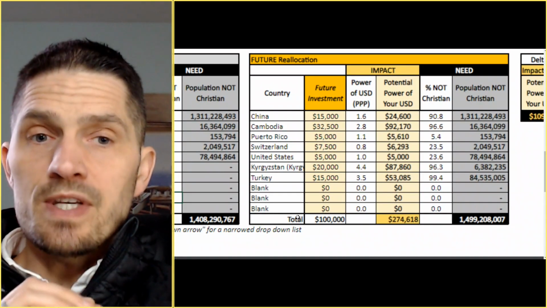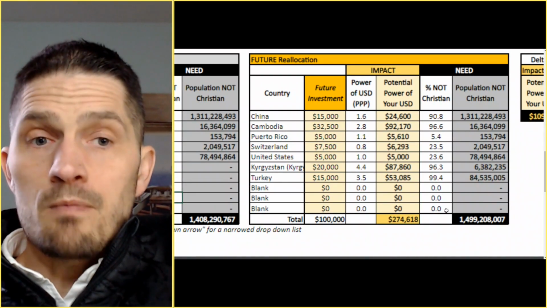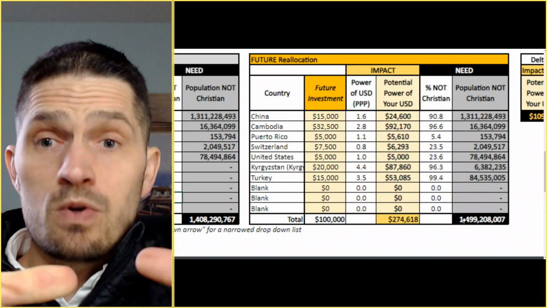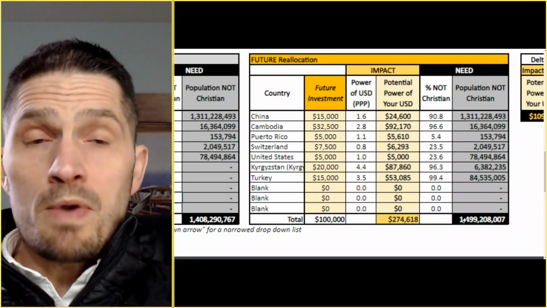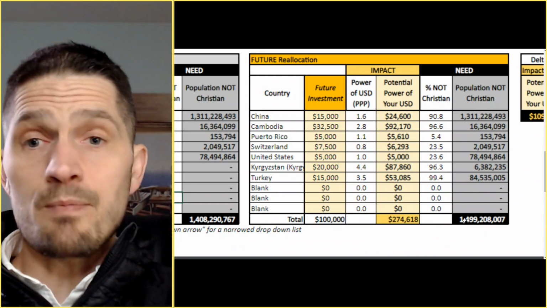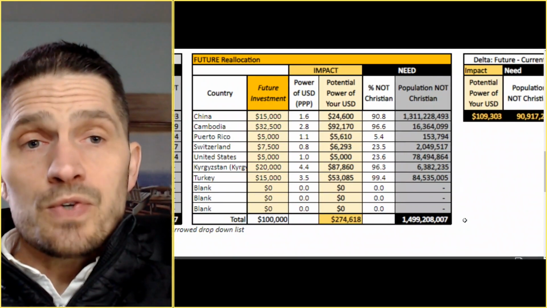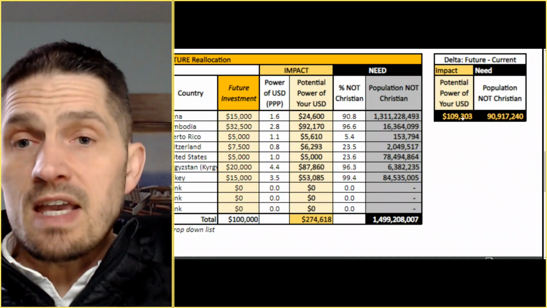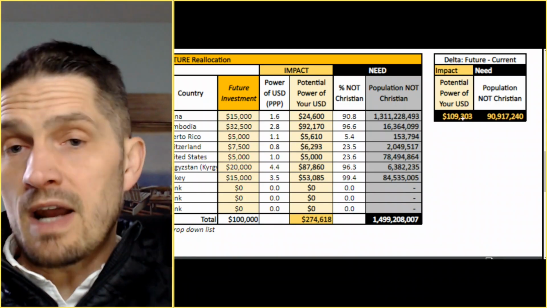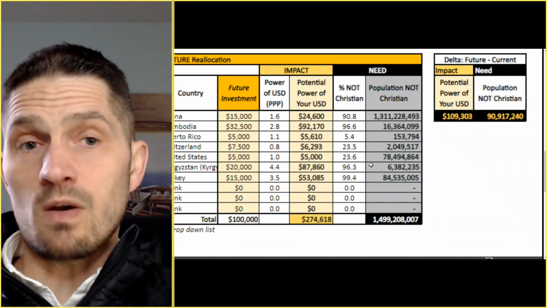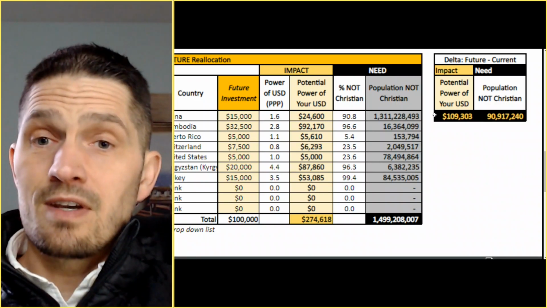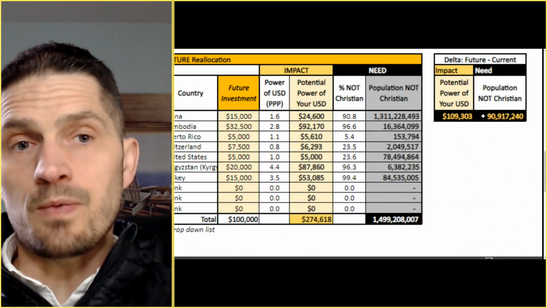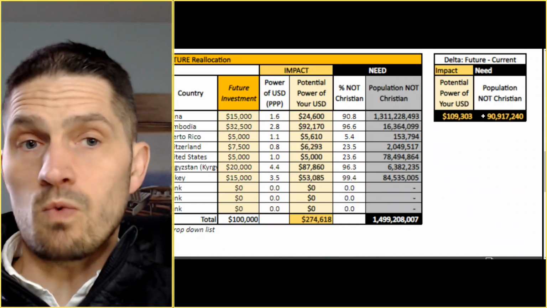And then also what you'll see by adding on these countries, I've also increased the number of people that are not Christian in my universe that I'm investing in to basically 1.5 billion. So I've increased that by about 100 million people. On the very upper right hand side, this is just showing you the delta. It's taking your future state minus your current state, which is the 274 minus that 165, and it's showing you increased the effectiveness, or the power of your dollar, by 109,000 as an example. And then same thing with the population not Christian, you've increased it by about 91 million.